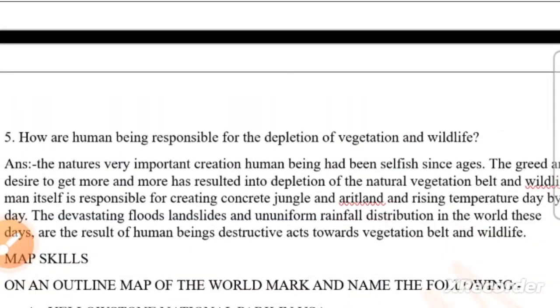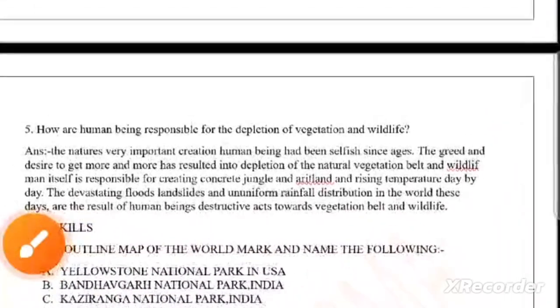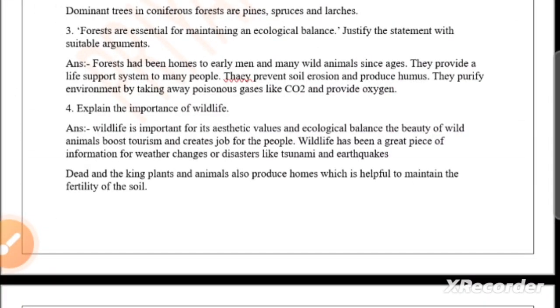So here we come to the end of this question answer, and we have the map work. I have placed a map also that you can see. This is the map work where: Yellowstone National Park in USA, Bandhavgarh National Park in India, Kaziranga of India, Dickens National Park of France, and Charles Darwin National Park of Australia as well. So I hope this chapter is well concluded, and this is a support system for your question answer.